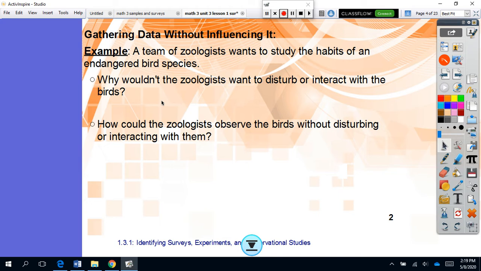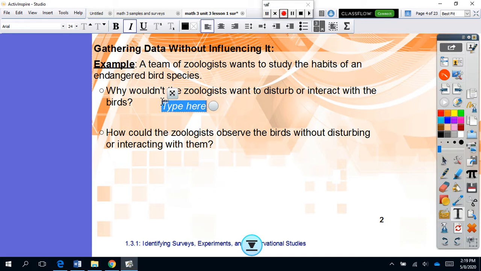Well, the birds are going to act differently, right? It would change their behavior. So we don't want to change the behavior of the birds. So how could they do that? Well, if you want to stop and think about it and come back, that's fine.